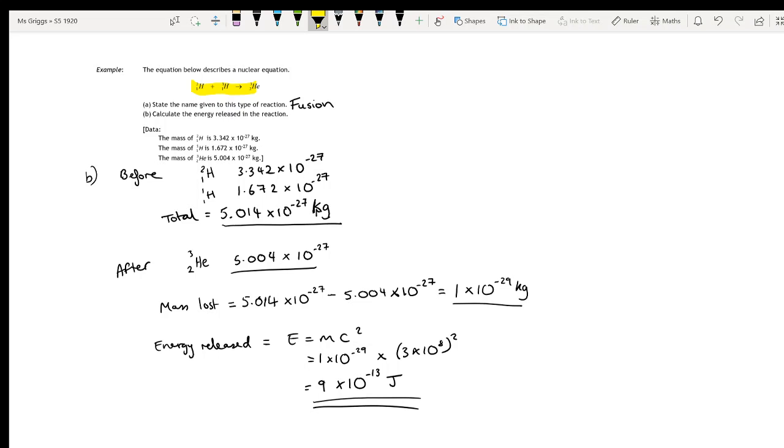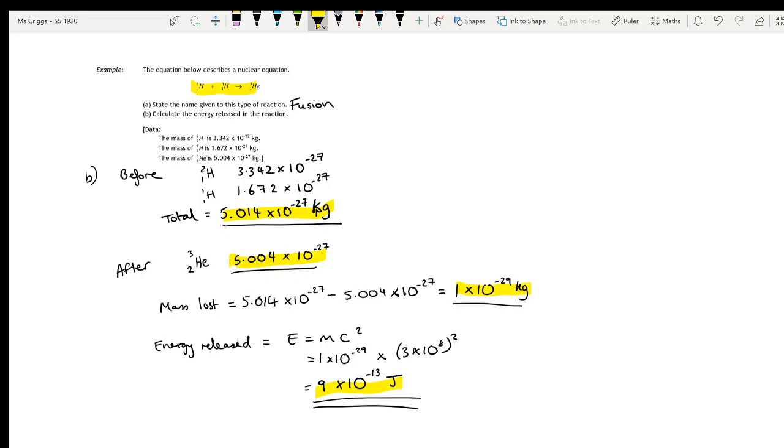So before, we've got the two isotopes of hydrogen. We add those together and find the total mass before. Afterwards, we've just got helium, so we know that mass from our data is that one. So the mass lost is the mass before, take away the mass after. So we've got a mass difference of that. And then we just put that into the E equals mc squared equation and end up with a small amount of energy released.